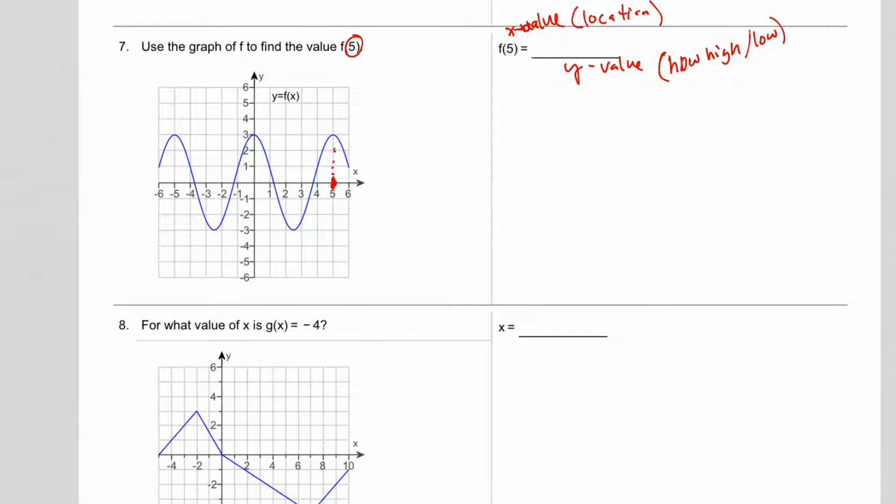And we're going to go up, and it's right here. So there's our location. That's our location. This is our value. This is how high the function is at that location, and it is 3. Okay, so our answer is right there because we were given the x and we found the y.